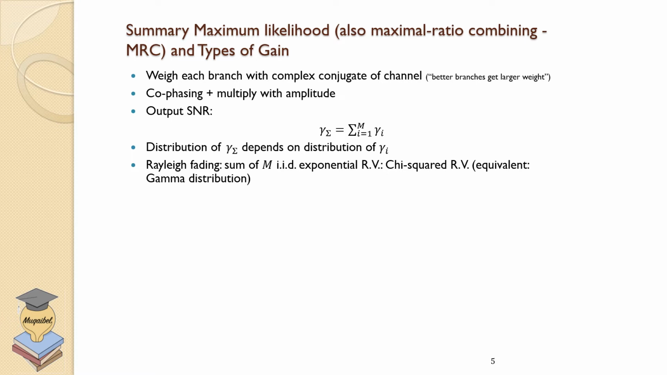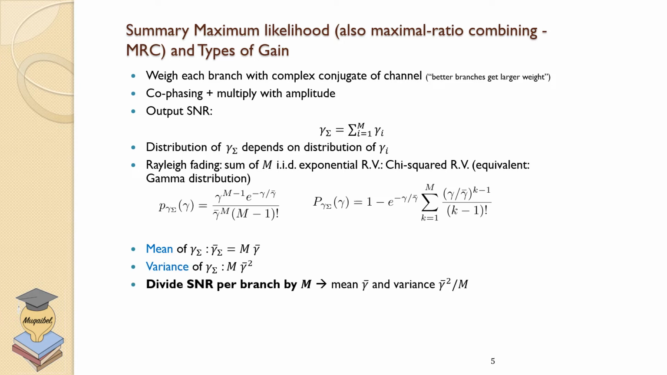If we are having Rayleigh, then the sum of M IID exponential random variables will give you chi-squared, and that's given by the following quantity. So on the left hand here we have the PDF. On the right hand we have the CDF. For the chi-square, the mean is known, the variance is known, and we can divide the signal to noise ratio per branch by M.